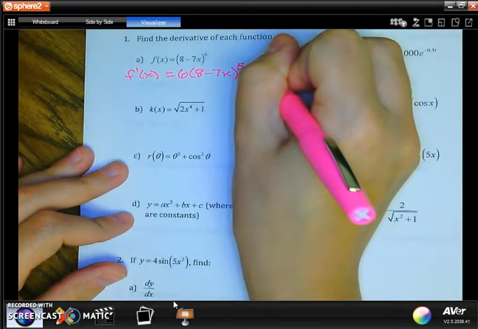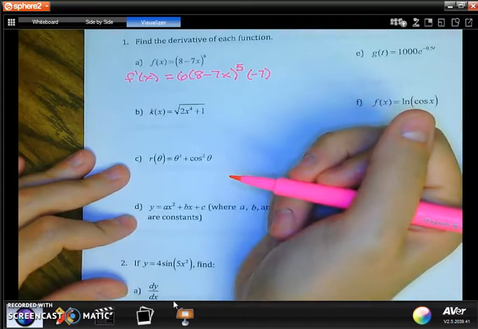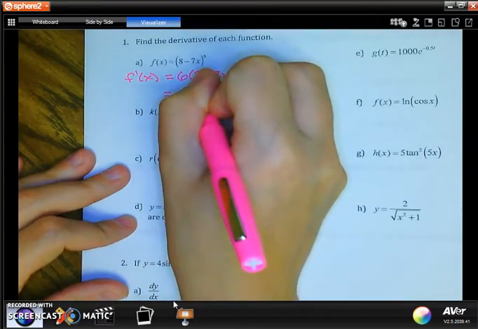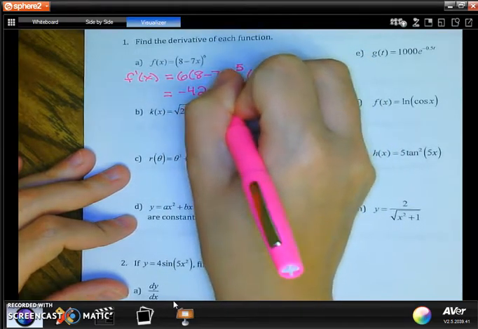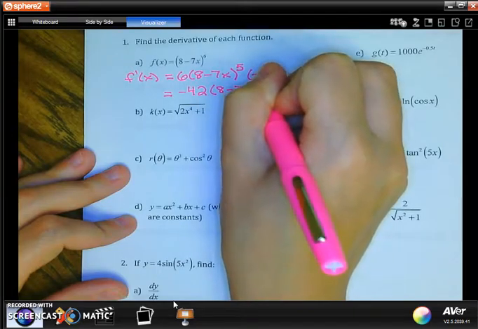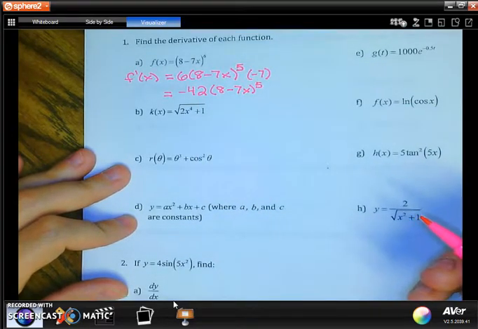And again, if it was a free response, you'd be more than welcome to leave your answer like this. Or if you wanted, you could rewrite it as -42 times the quantity 8 minus 7x raised to the 5th is your final answer. Okay.